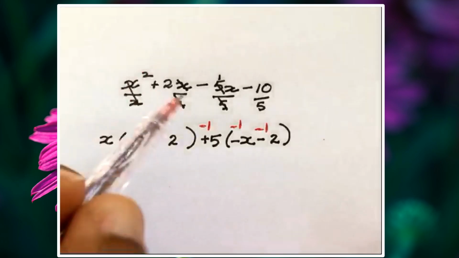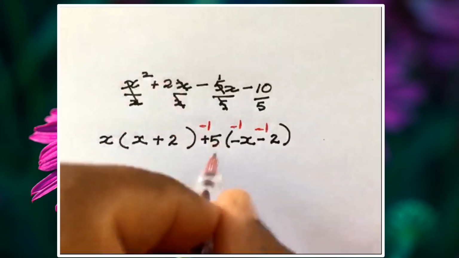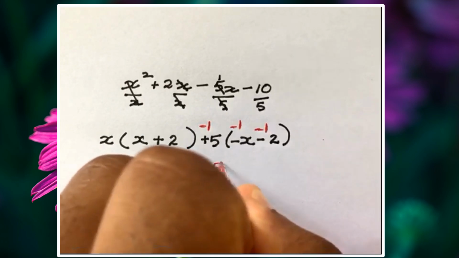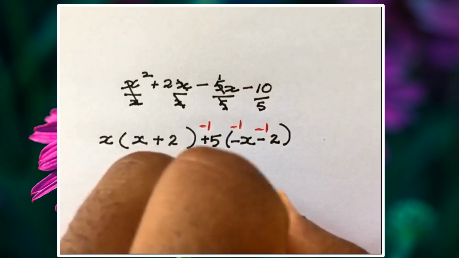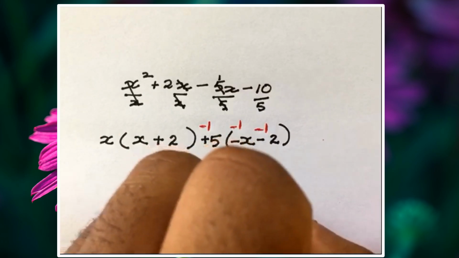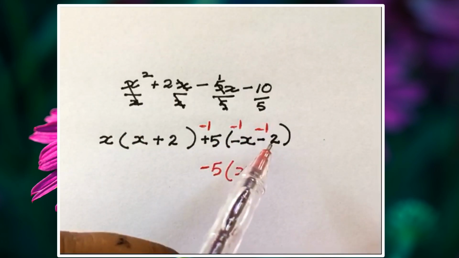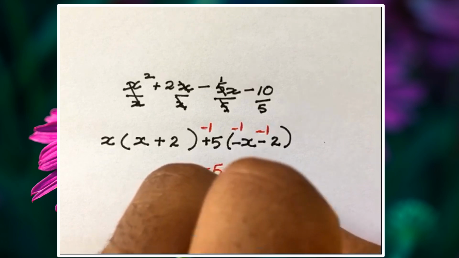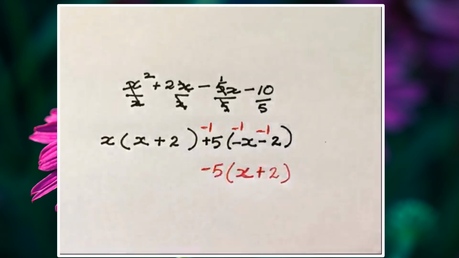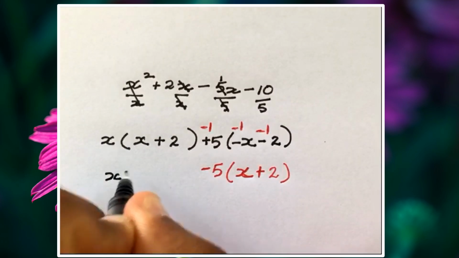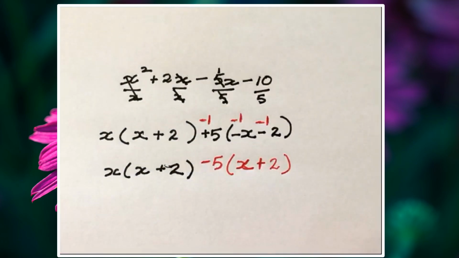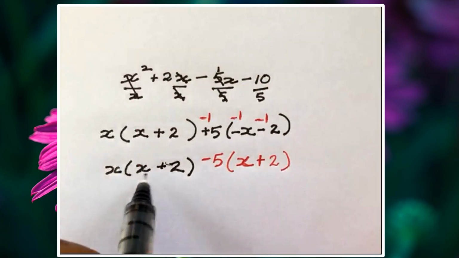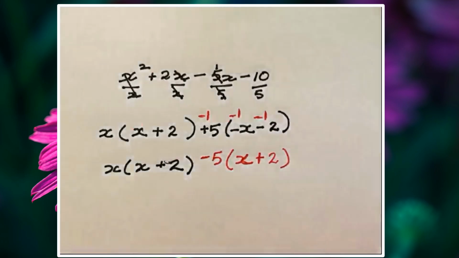Look at what happens. Negative 1 times a positive 5 will give us a negative 5. See that? Negative 1 times a negative x will give us a positive x. Negative 1 times a negative 2 will give us a positive 2. And we're going to write back what we had before on the left side. So we have x bracket x plus 2. Let's check the brackets now. x plus 2 and x plus 2, they are the same.